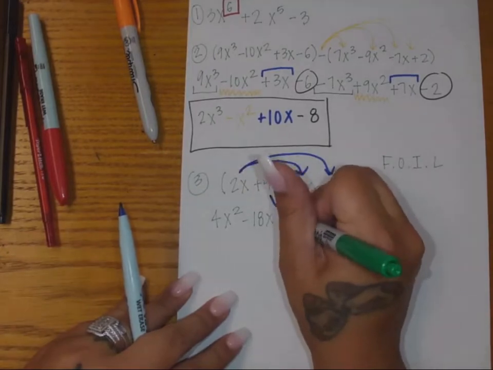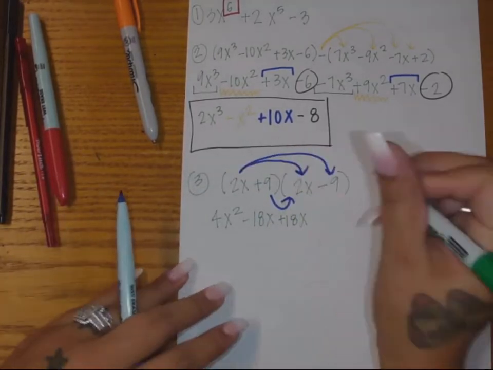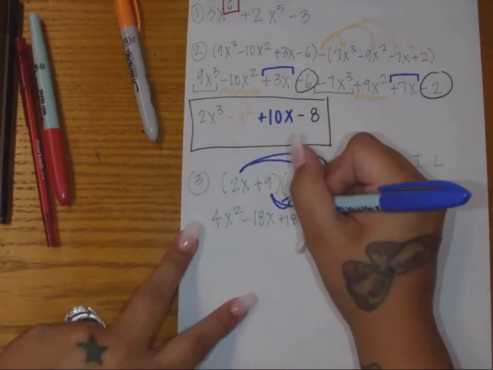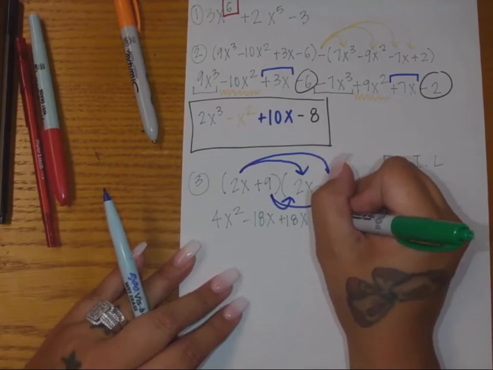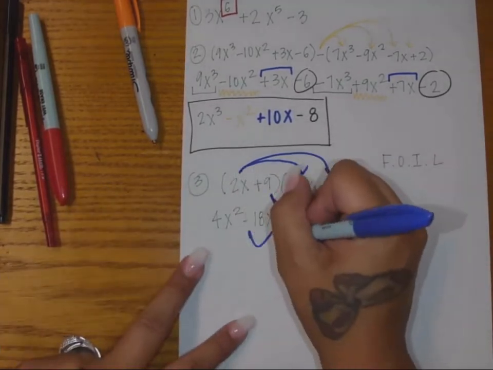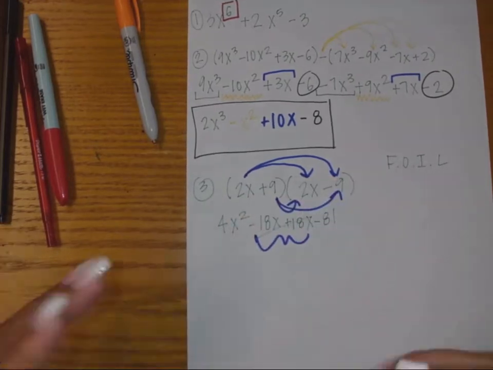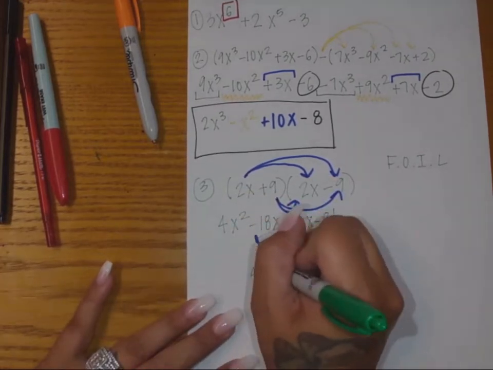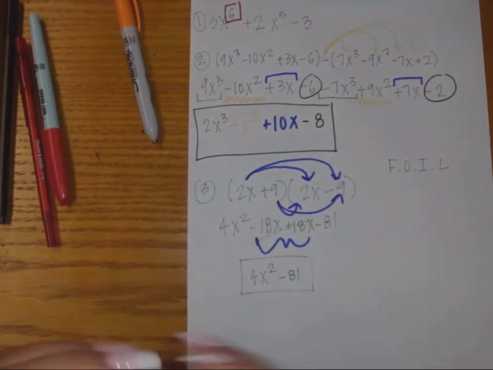Then we do 9 times 2x. 9 times 2 is 18. Signs are the same, so it's positive. Don't forget your variable. And then lastly, we do 9 times 9, 81. Signs are different, so it's negative. Then if you notice, these right here are inverses. They're the exact same number, but with different signs. So they actually cancel each other out, and what we're left with is 4x squared and a negative 81. Okay.